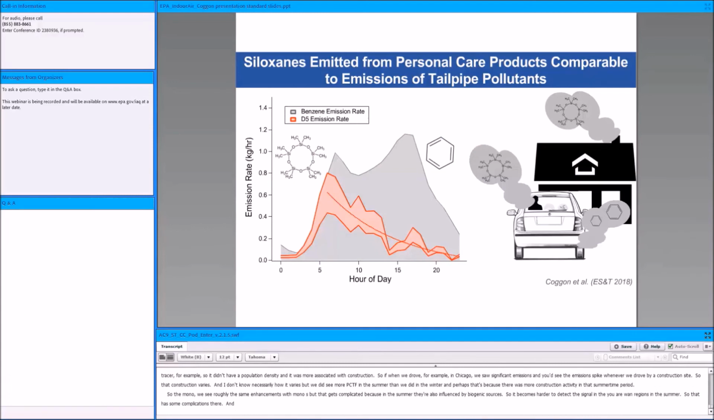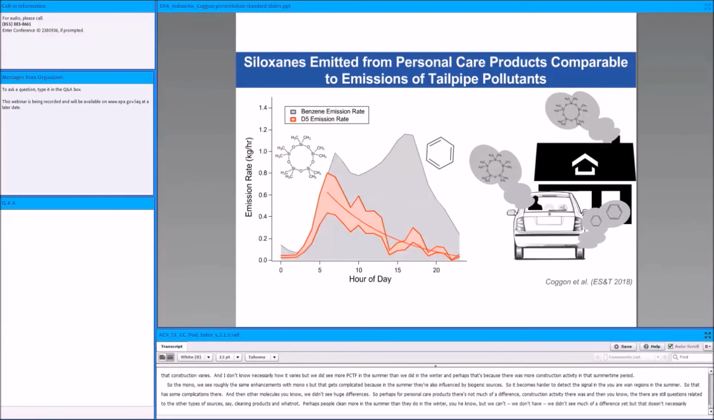And then other molecules, we didn't see huge differences. So perhaps for personal care products, there's not much of a difference. Construction activity there was, and then there are still questions related to the other types of sources, say cleaning products and whatnot. Perhaps people clean more in the summer than they do in the winter, but we didn't see much of a difference yet, but that doesn't necessarily mean there isn't one.